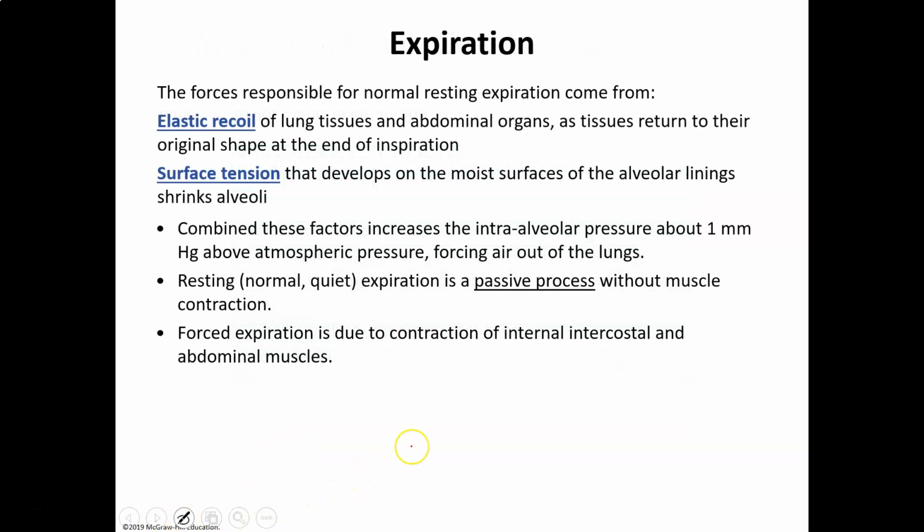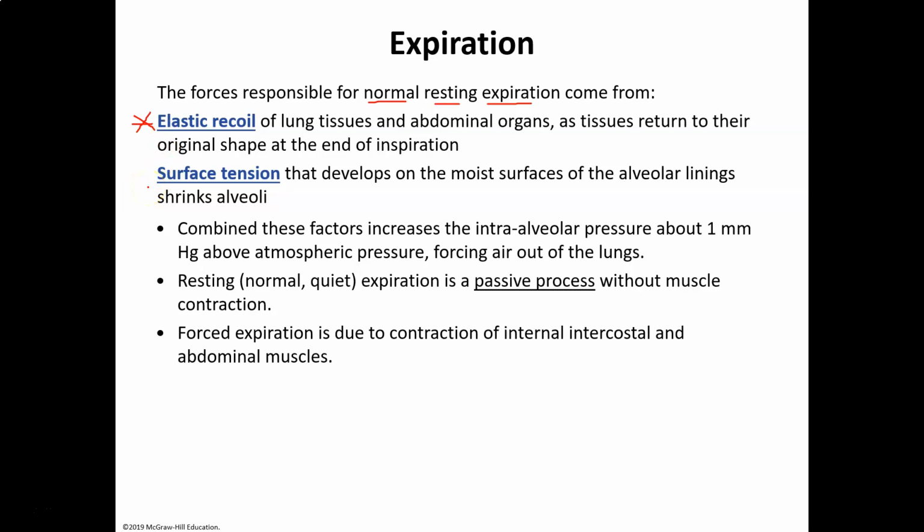You've got to get the air out, so it's called expiration. Now normally, for normal resting expiration, it comes from elastic recoil. That's your biggie. Elastic recoil is the primary way at rest of getting air out of your lungs. It's simply returning to the original shape, the original tension on those tissues. It usually happens with no muscle force at all. Everything returns to the original shape.